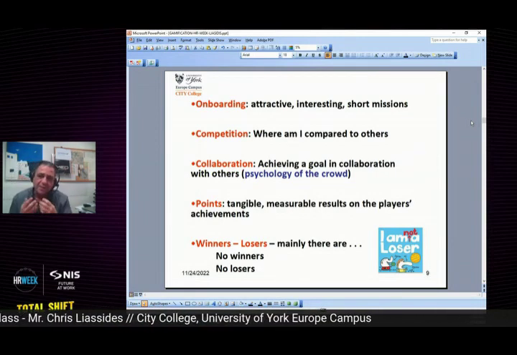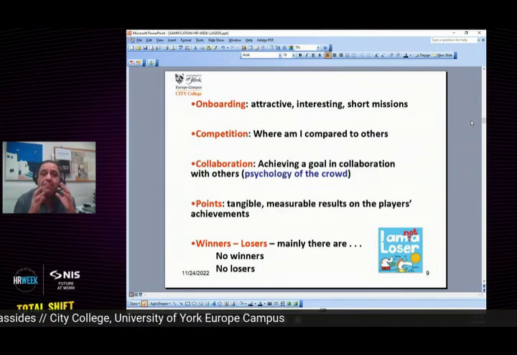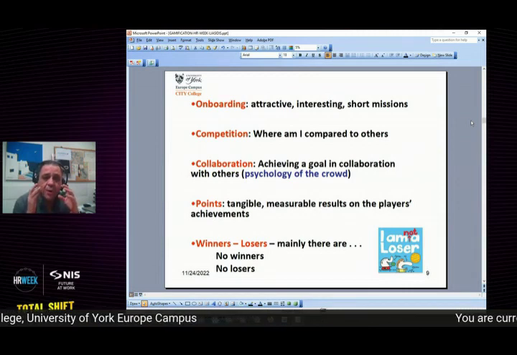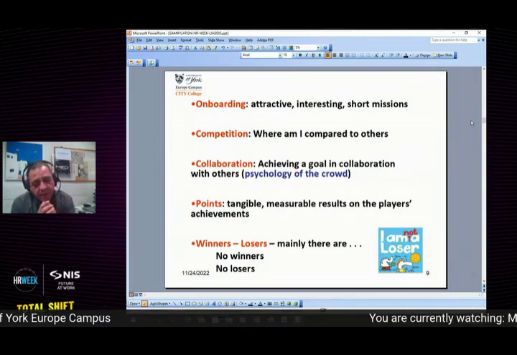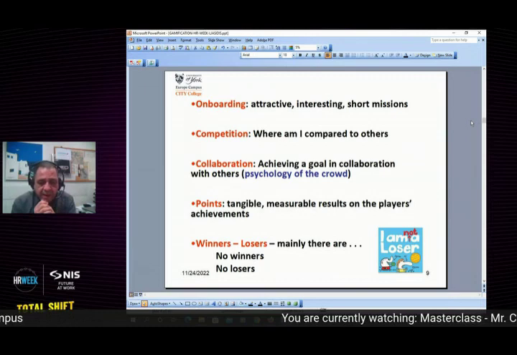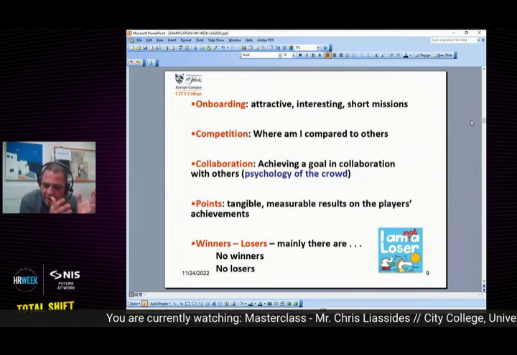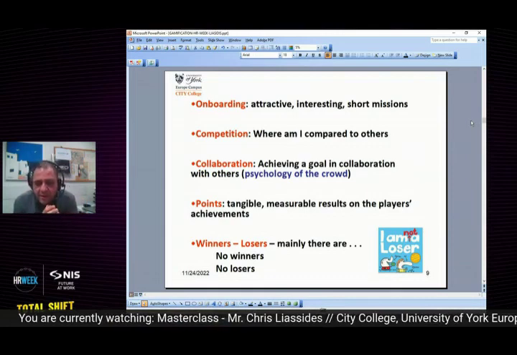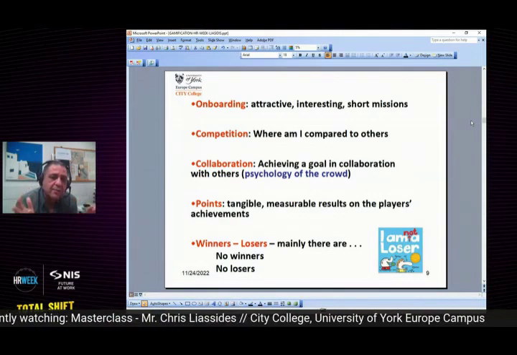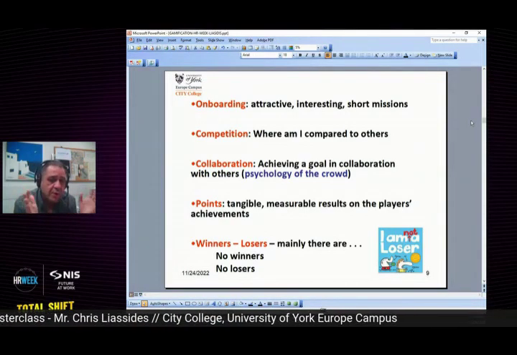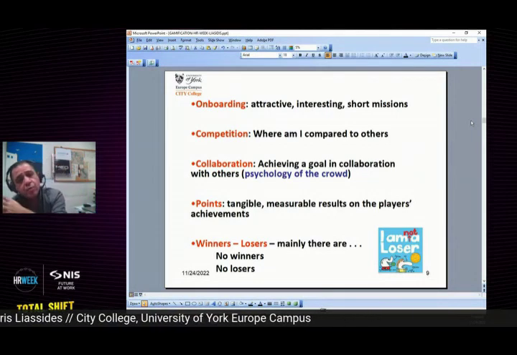And the last, and to me the most important game mechanic, and that's why we all like playing games in our leisure time, is this thing about winners and losers. Mainly, there is a winner, but so what? But of course, no one is a loser. So you have nothing to lose, but try to maybe win.